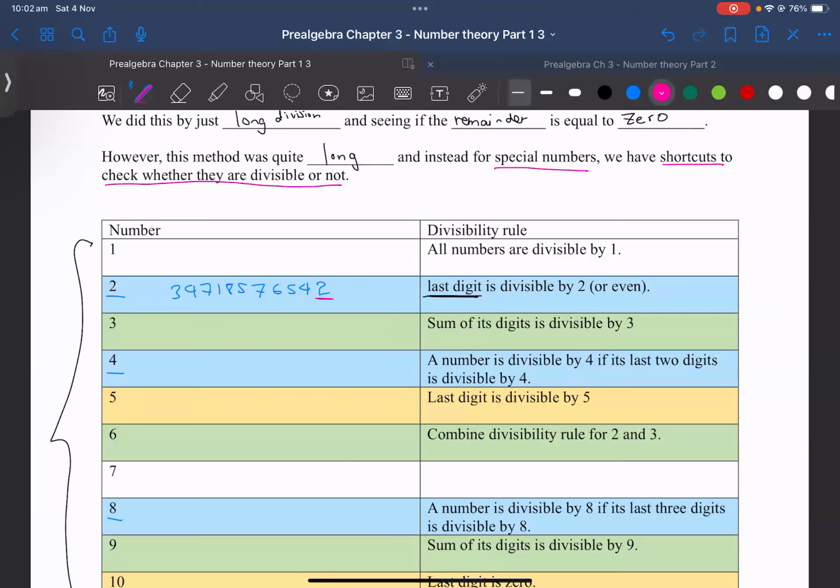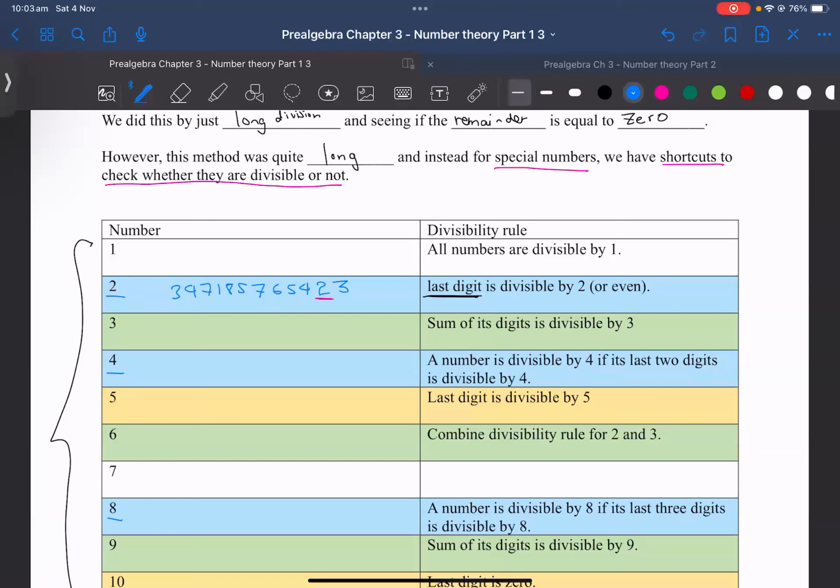Yeah, very good. And if I did this now, if I added a 3 here, is it divisible by 2 now? Is that yes or no? We check the last number. Yeah, just the last number, which is here 3. Yep.